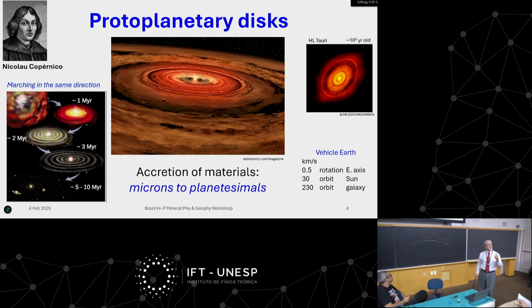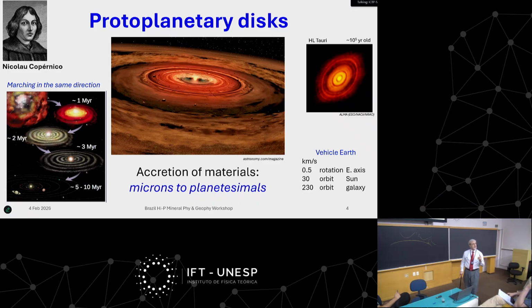But if you think of it, we are on a fabulous spaceship, and we are rotating at half a kilometer a second. We're going around the sun at 30 kilometers a second. We're going around our galaxy at 230 kilometers a second. By the way, it takes about 250 million years to go around that black hole. And we've done it several times.